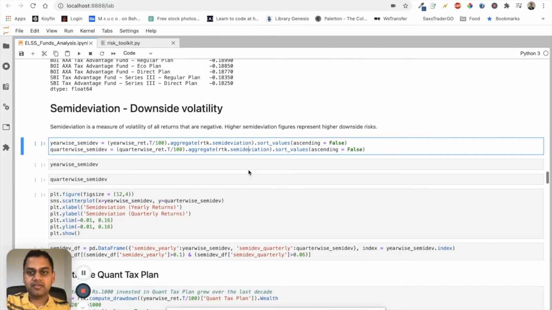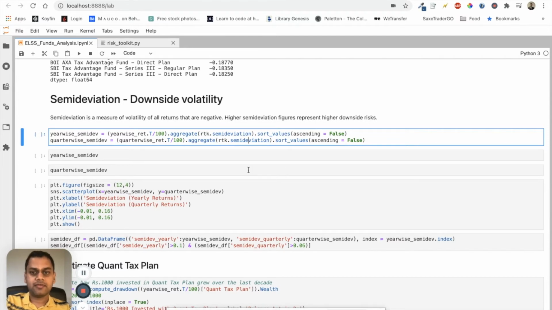Then let's look at semi-deviation. Semi-deviation is a measure of downside volatility. So what is volatility? Volatility is the distribution of returns around the mean. We're not really interested in upside volatility. If your fund on average delivers 10% return and suddenly registers a 20% gain one day, we're not really interested in that, because that's great, we'll take it. But if the fund on average performs 10% and records negative 20% in return, then that's downside volatility, and we're quite worried about that. So that's what this does. It calculates the volatility when the returns are negative.